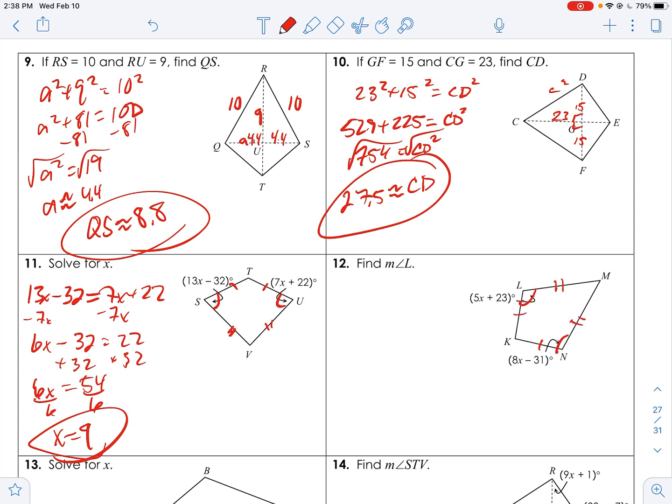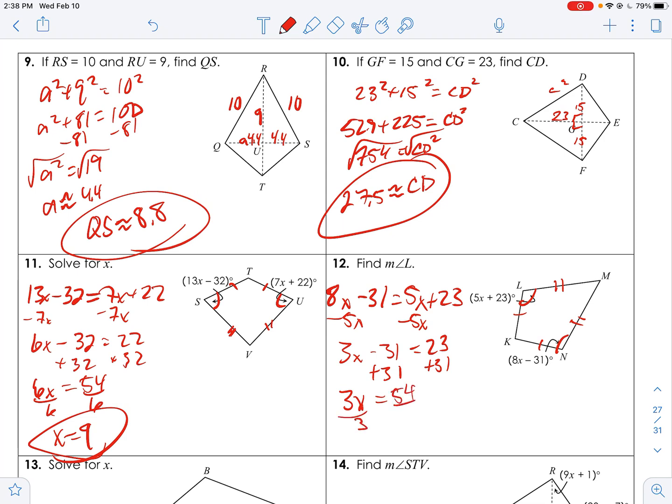Okay, here we go. Well, that kite, this and that, so these are the same. So I'm going to go 8x on the left minus 31 equals 5x plus 23, just so my x's end up on the left. Minus 5x from both sides. 3x minus 31 equals 23. Add 31 to both sides. 3x equals 54. Look at that, popular number today. Well, if 6 does it 9 times, 3 is going to do it. 3 is half of 6, so we have to double the 9, so x has got to be 18.